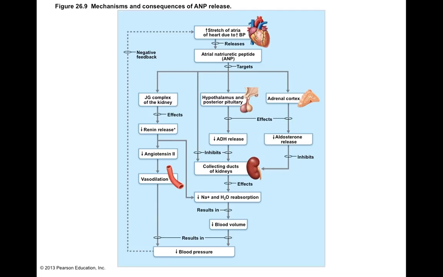Someone with hypertension. You got it. And that makes sense, right? Because if they have hypertension and you give them an ANP-like drug, that's going to ultimately decrease their blood pressure. Okay? Very good. But let's think about this too, guys.